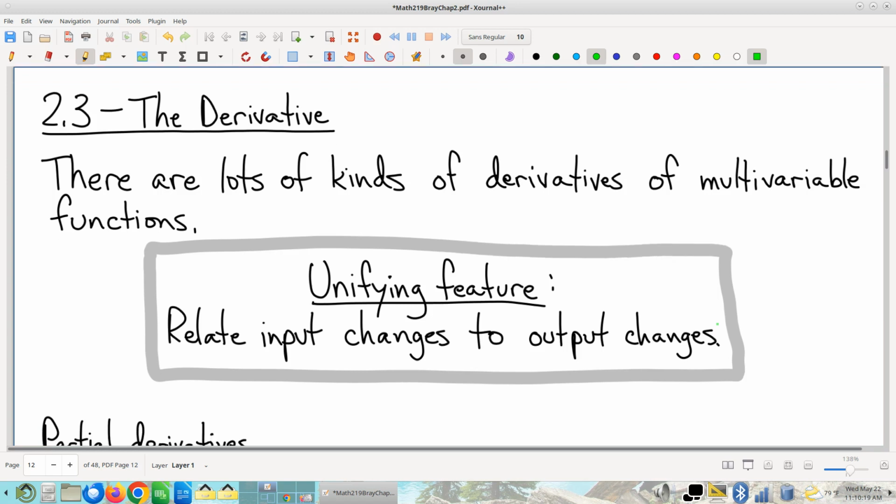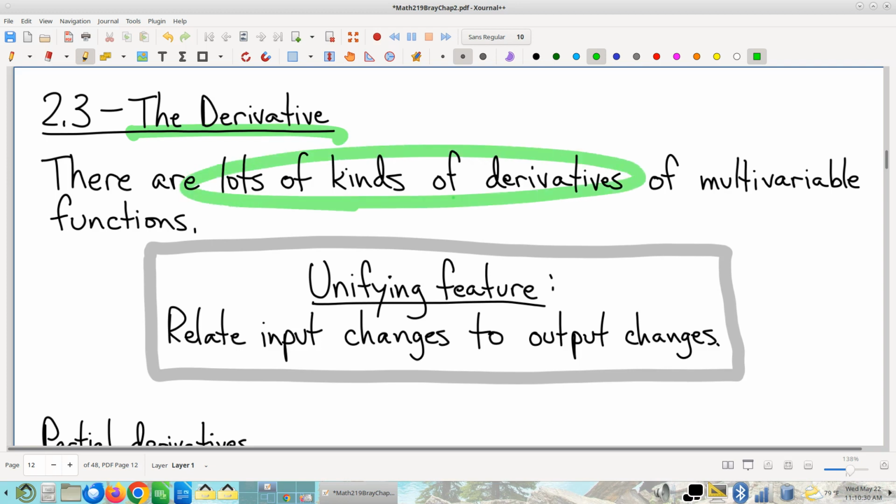Okay, so moving on to 2.3, we talk about the derivative. This is actually a little bit premature. It turns out there are lots of kinds of derivatives, and the derivative is something we'll get to later, probably not even today. I want you all to know this going in. There are multiple, something like 4 or 5, depending on how you count, different concepts in multivariable calculus that are kind of derivatives in a reasonable sense.